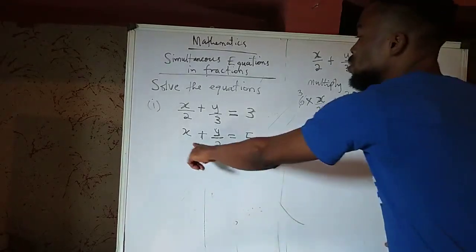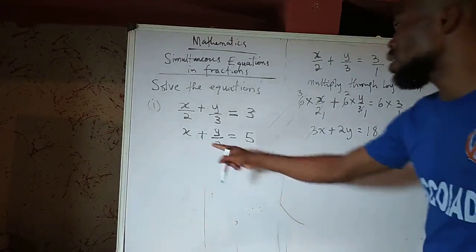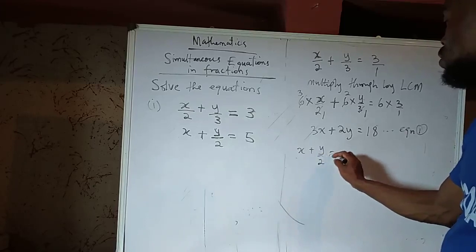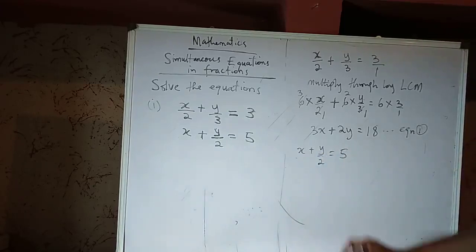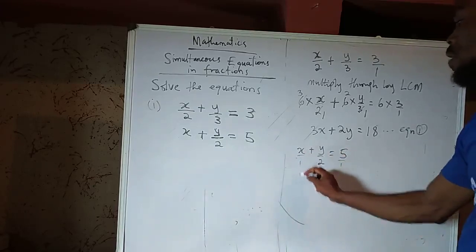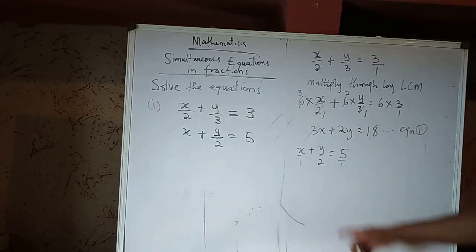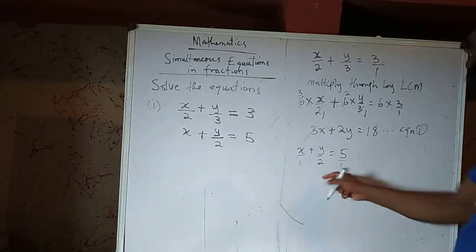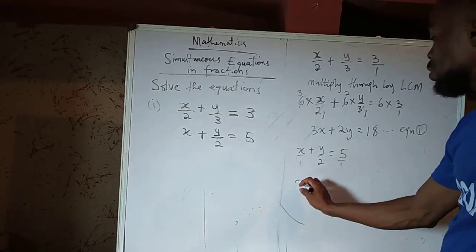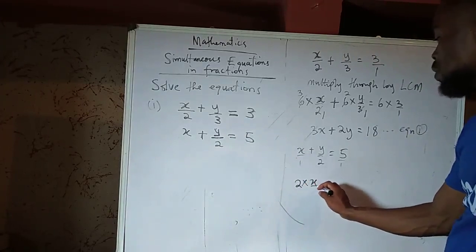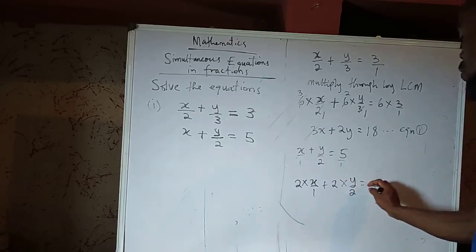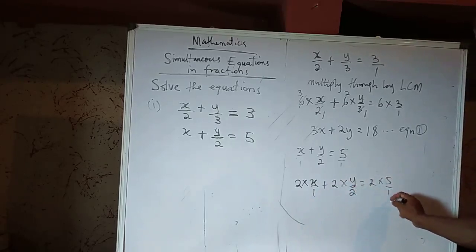Okay, and then let's go to the other equation, the second one, where you have x plus y over 2 equals 5. Now we also are going to look for the LCM and multiply through. We want to clear this fraction that's here. The LCM here is 2. So by the time we multiply through by the LCM, we have 2 times x over 1 plus 2 times y over 2 equals 2 times 5 over 1.